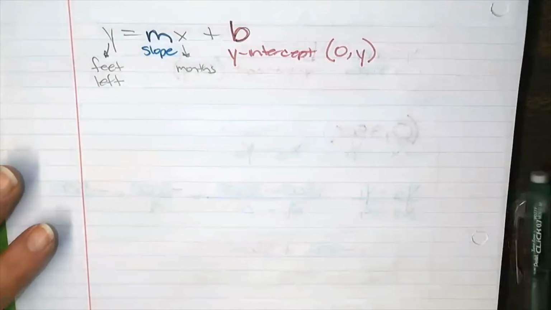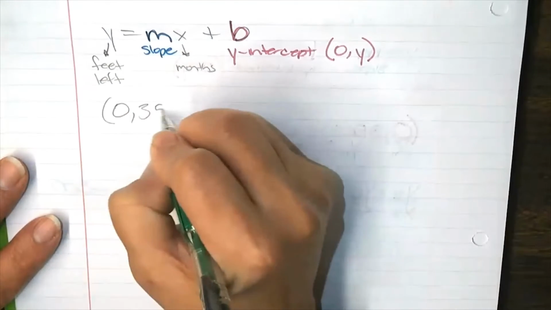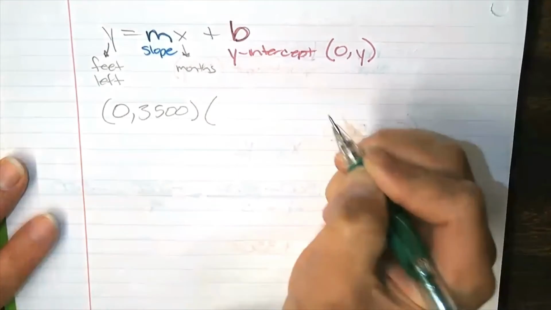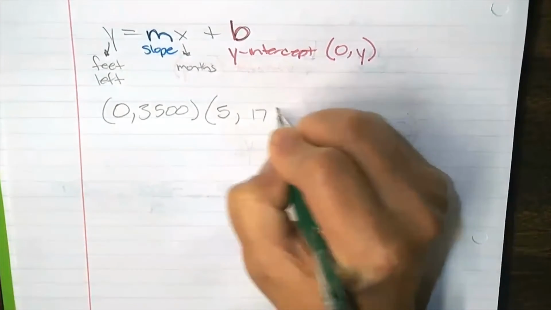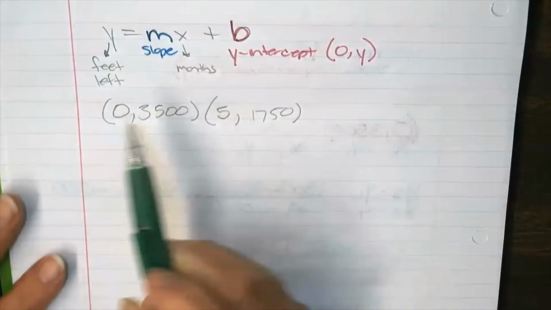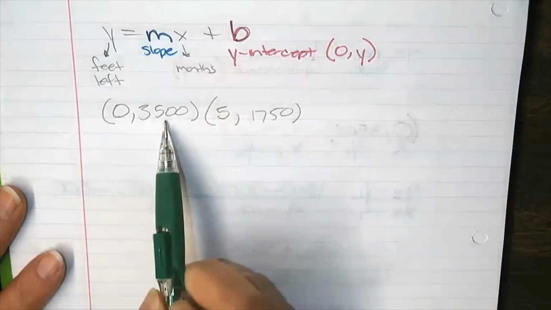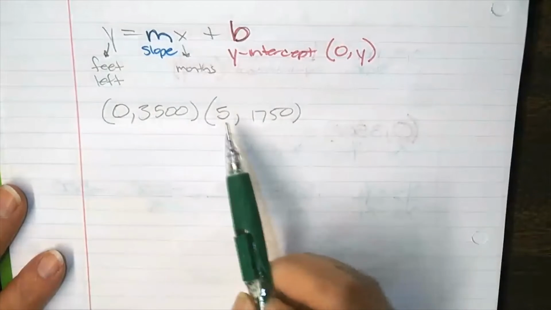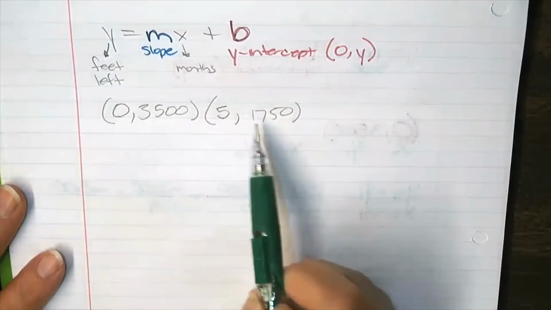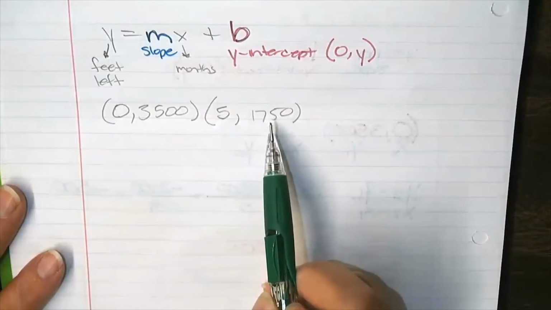Okay, so the problem's given us 2 new points. 0, 3,500, and 5, 1,750. So this means at 0 months, we have 3,500 feet left to dig, to tunnel. At 5 months, we have 1,750 feet left to tunnel.